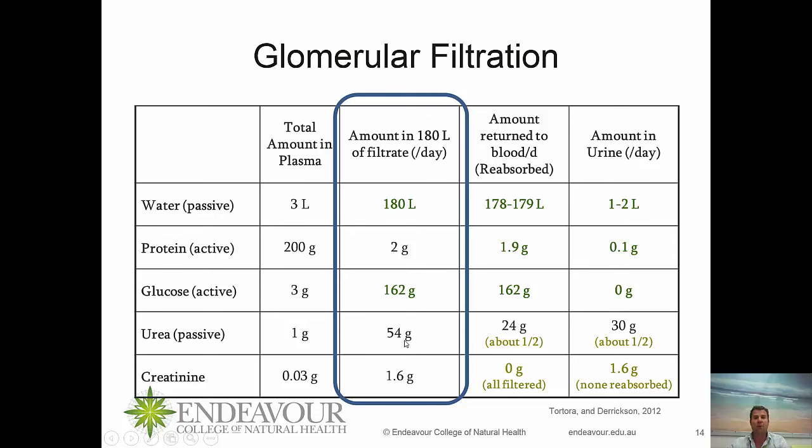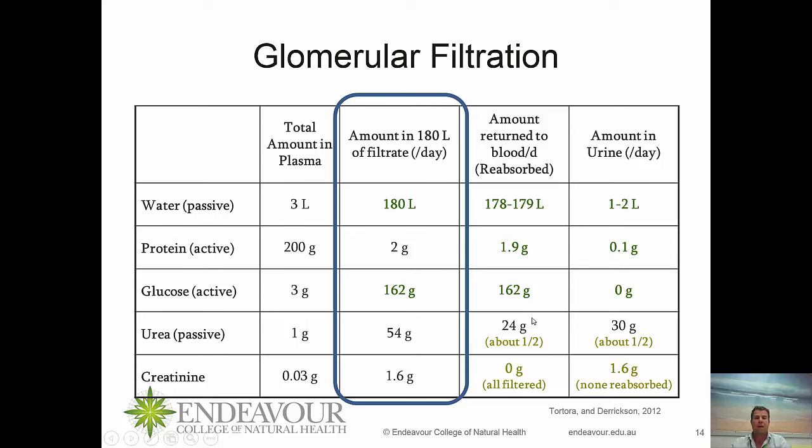Urea is a waste product. We filter about 54 grams of that, and we get rid of about 30. So we actually get some urea back, don't we? We filter 54, and we return about 24 grams of that.